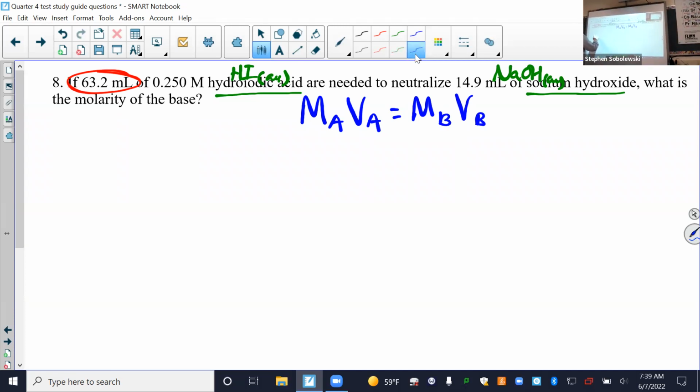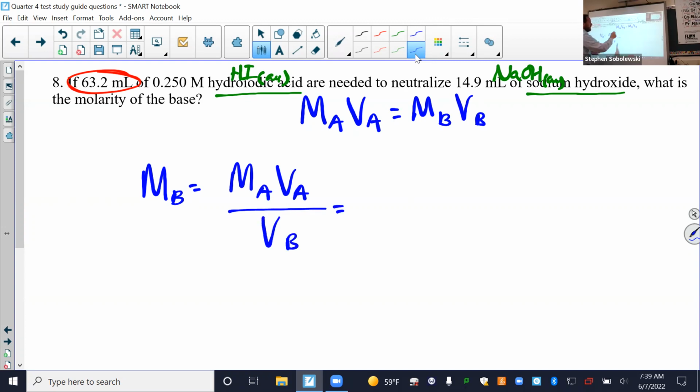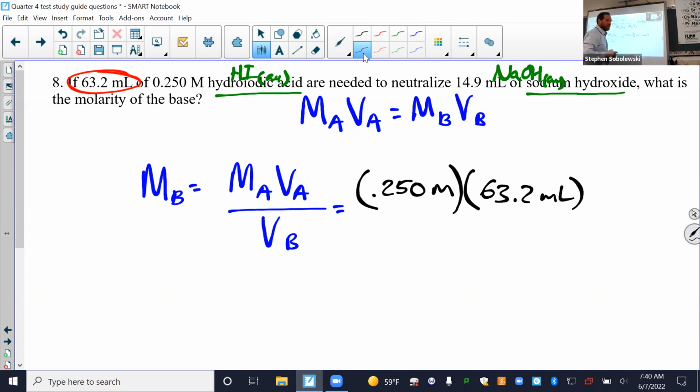Okay, so we're looking for the molarity of the base. So molarity of the base is going to equal, got to get VB out of there, molarity acid times volume acid over volume base. And now we just plug away. Molarity of the acid, 0.250 molar. Volume of the acid, 63.2 milliliters. Do I have to make that liters? No. As long as I'm consistent, as long as one of the volumes isn't in liters and the other in milliliters, they're going to cancel out. Or as long as they're the same, to clarify. Volume of the base, 14.9 milliliters.